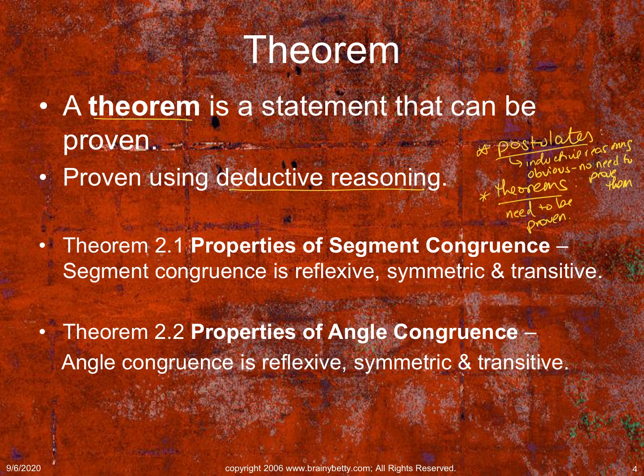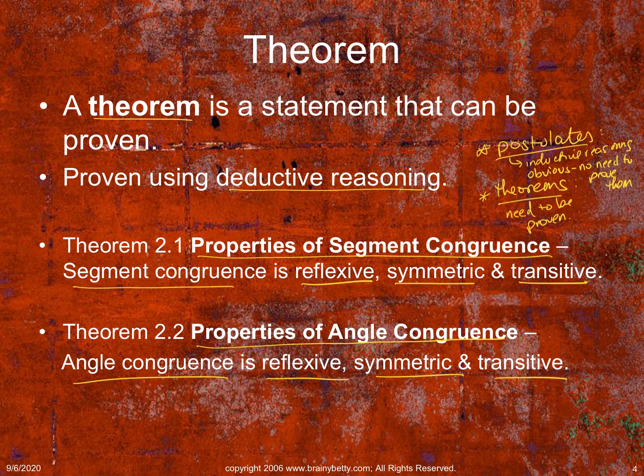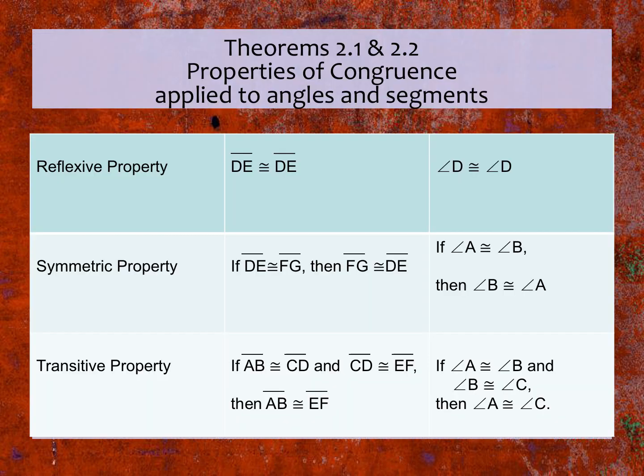So the first two theorems that we're going to cover are properties of segment congruence and properties of angle congruence. What we're saying is that segment congruence can be applied to the following properties: reflexive property, symmetric property, and transitive property. In other words, those properties work to prove that segments are congruent, and they also work to prove angles are congruent. When I come to this slide, you're going to remember this from yesterday. Yesterday we had a chart that looked very similar to this. Now this one is the properties of congruence as opposed to properties of equality.